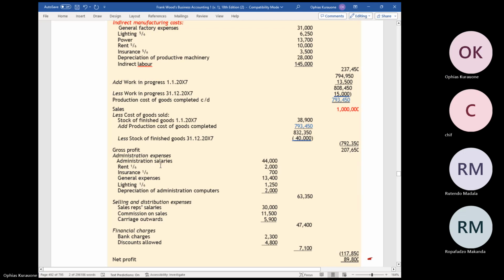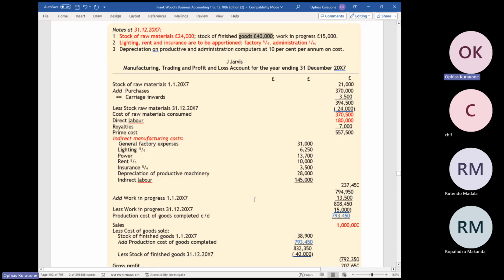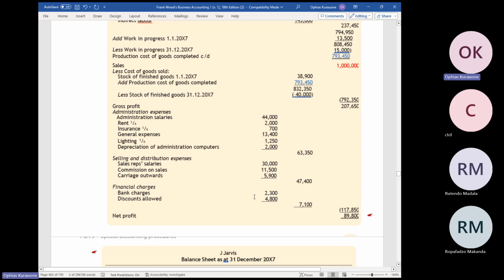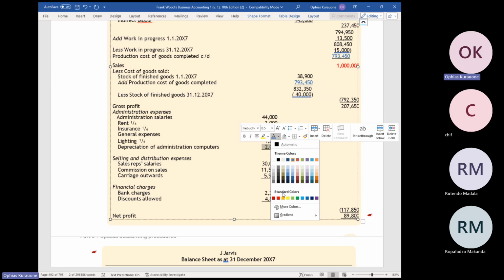Then administration expenses, administration salaries, that is 44,000. Rent, as I already said, 560 is for the factory. So here, one fifth of the given figure on the trial balance. We go on to the insurance, the same, one fifth of the same amount. General expenses is given only for administration, it's okay. Lighting, one fifth. But for administration computers it is clearly stated. So 10% of this, because it was 10% per annum, 10% of 20,000 is 2,000 here.